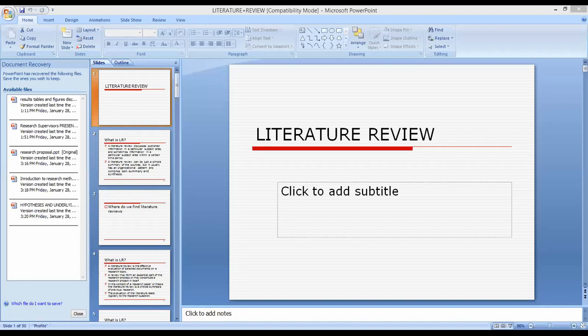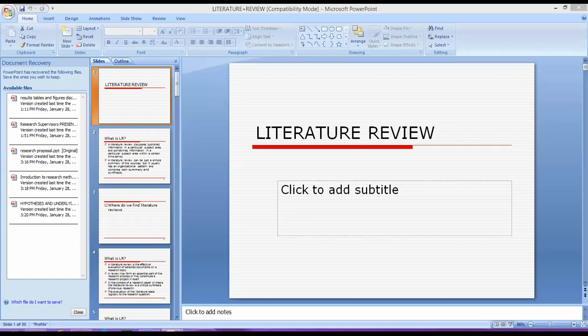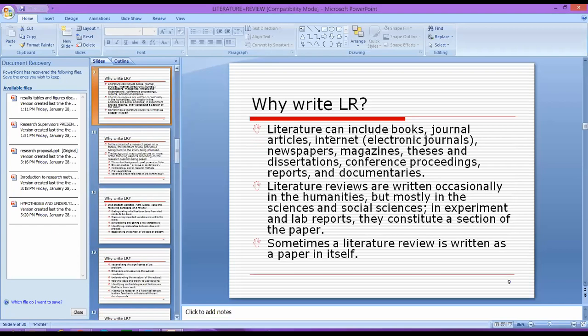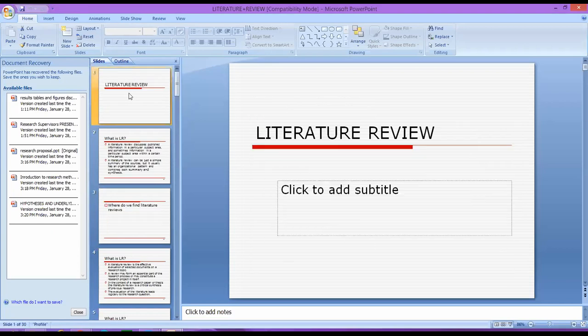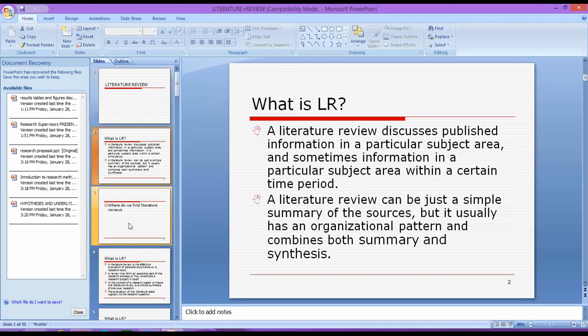So you haven't seen any of the slides other than the first one. No, we haven't. Are they moving now? No. And now you're able to see this first slide. What are you able to see now? Literature review. Are you able to see these others that I'm changing?